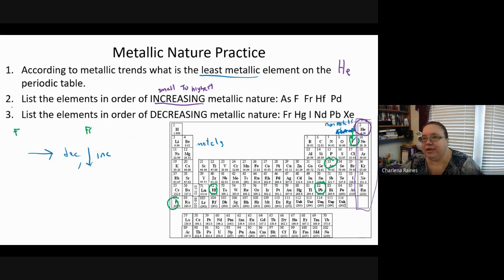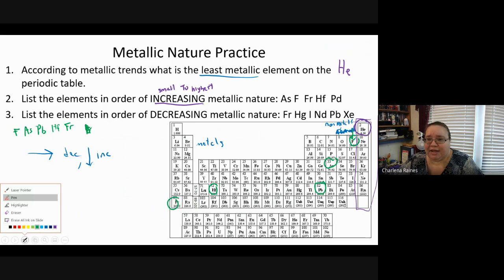So it would be fluorine, F, As for arsenic, Pb for lead, Hf for hafnium, and francium brings up the rear, being the most metallic of that group. So kind of see how that pattern works. I marked my elements, figured out where to start, and then I just listed them based on that pattern.